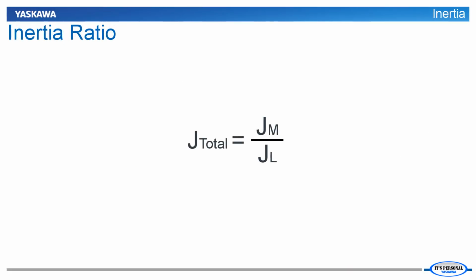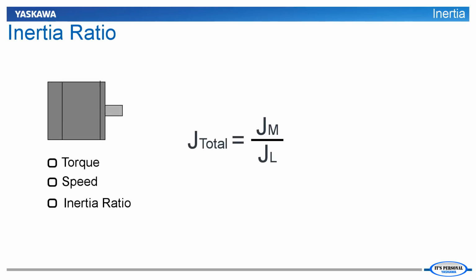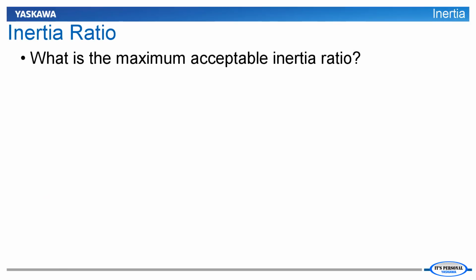Oftentimes, the inertia ratio is the limiting sizing factor. A much smaller motor may have plenty of torque and speed, but the inertia ratio is too high. An engineer wants to offer a competitive cost while still ensuring that the motor is not too small. So the question often becomes, what is the maximum acceptable inertia ratio for this application? Such a wide variety of servo applications exist that there's only one answer that's always true. It depends on the application.